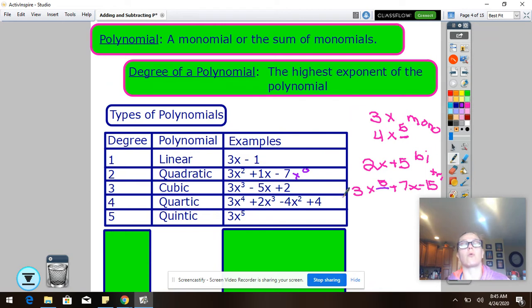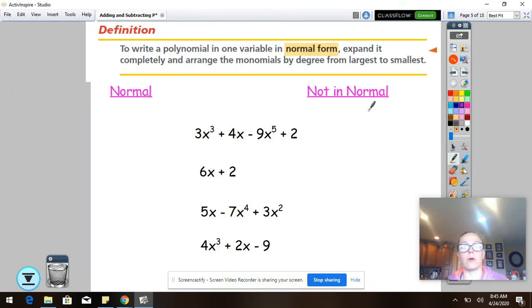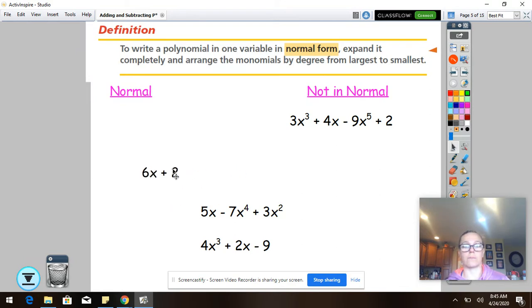This is when we talk about normal form of polynomials. So normal form, it's when our exponent is going from the largest to the smallest. So here in this first one, we've got 3x cubed plus 4x minus 9x to the fifth. This would not be normal form because our largest exponent is right here in the middle. So that would go over here. Now, 6x plus 2, this is in normal form because we have that exponent of 1 here, and then we don't have anything here.